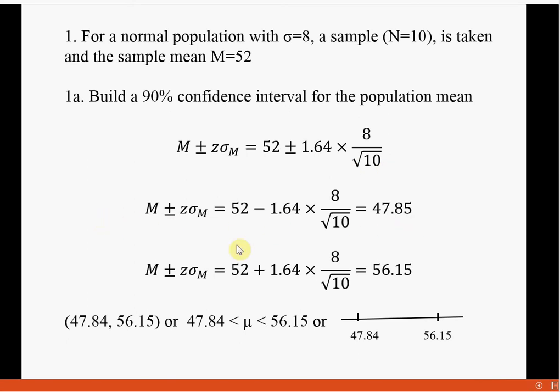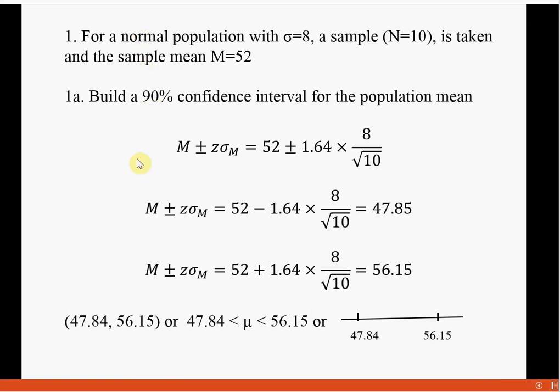If you are sure that this is the correct formula and you have brought in the correct values, you complete the calculation. Two calculations: one is a minus that gives you the lower bound, the other is a plus that gives you the upper bound. So you complete two calculations and obtain the lower bound and the upper bound of the 90% confidence interval.